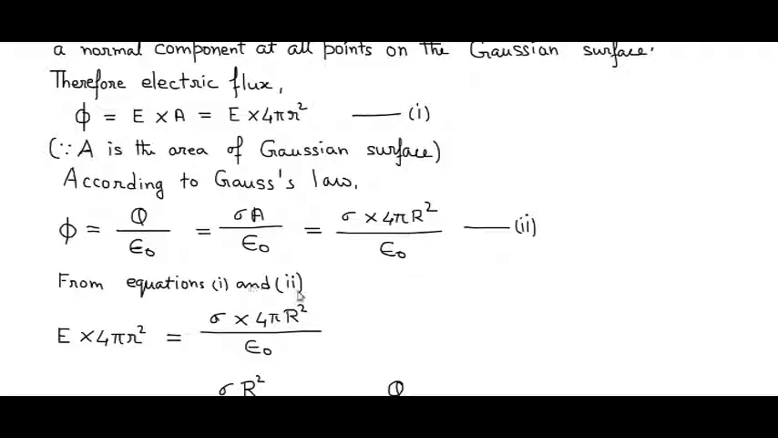From equation 1 and 2, what we got? We got E into 4 pi r square is equal to, so both are the value of phi. This is also phi, E into 4 pi r square, and this is also phi, which is sigma into 4 pi R square upon epsilon naught. So we can equate phi on both the sides. So we got E into 4 pi r square equals sigma into 4 pi capital R square upon epsilon naught. Now we'll find an equation for E.